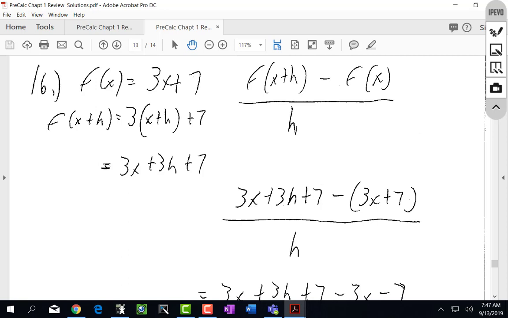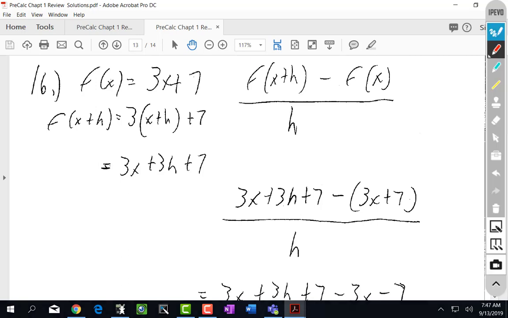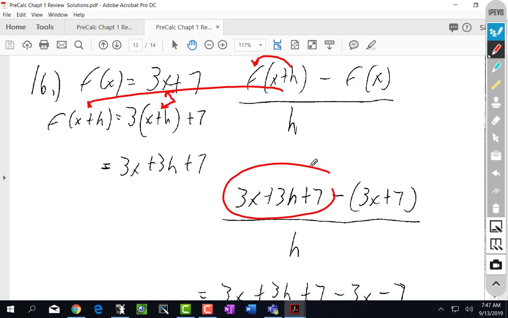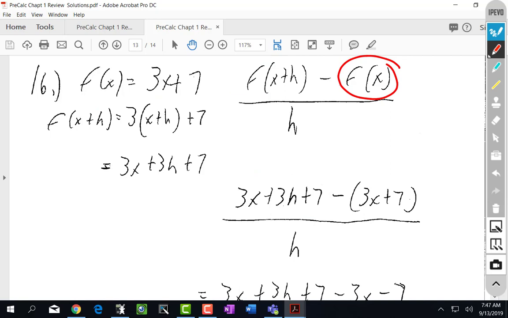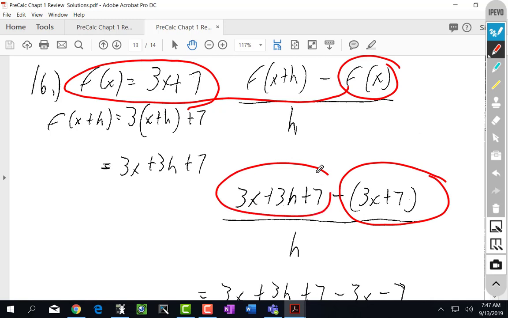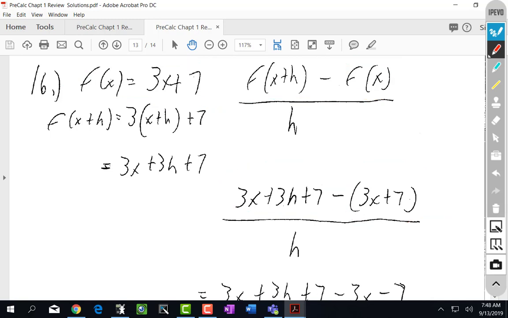Okay, on number 16, it says find the difference quotient. We have f of x plus h minus f of x all over h. So remember, this says find f of x plus h. That's what I'm going to do. I'm just going to substitute that in. Notice I put it in place of my x, and I get 3 times x plus h plus 7. So there's my first part. Then it wants me to subtract my original equation, which is 3x plus 7. And when I'm all done, it wants me to divide by h.